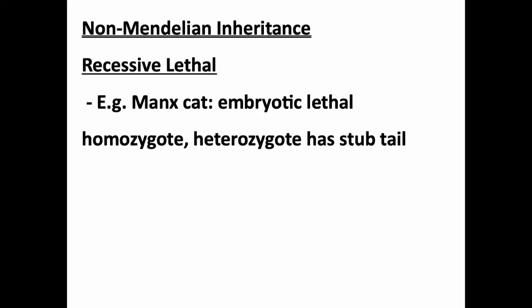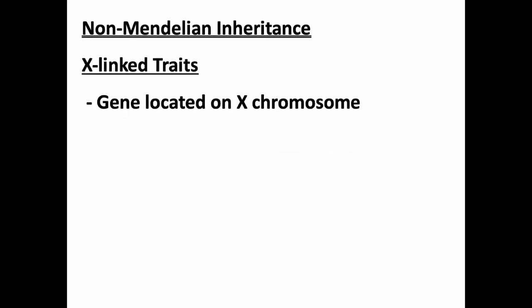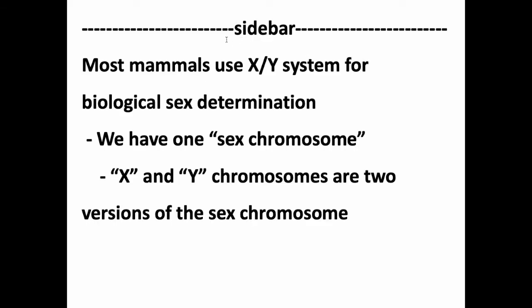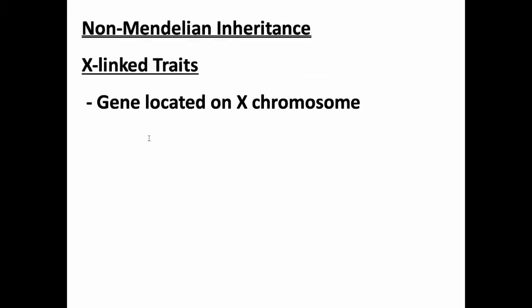All right. Next, we've got something called X-linked traits. X-linked traits are where the gene for this trait is located on the X chromosome. Now, at this point, we need to do a bit of a sidebar. So you could note this in your notes however you want to. I'm doing this here. We have to go on a bit of a side tangent so we understand what an X chromosome actually is. Then we'll come back to X-linked traits.